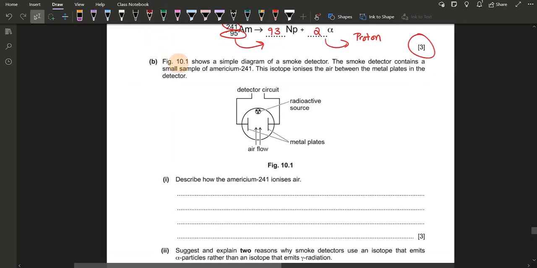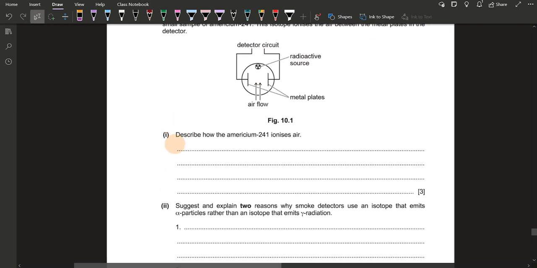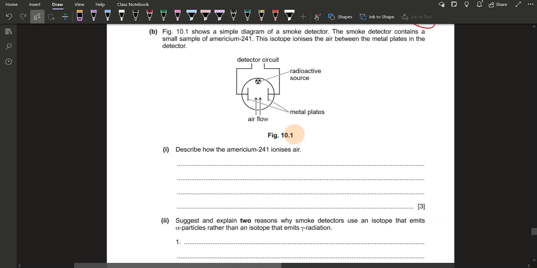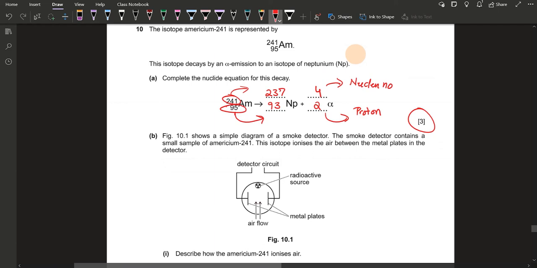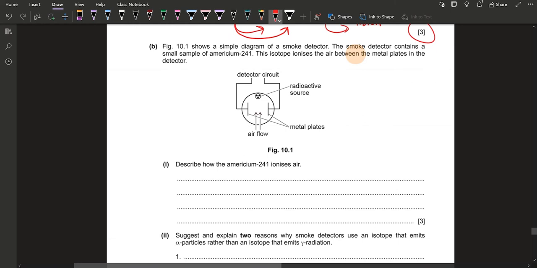Part B says, figure 10.1 shows a simple diagram of a smoke detector. The smoke detector contains a small sample of americium-241. This isotope ionizes the air between the metal plates in the detector. So part 1 says, describe how americium-241 ionizes air. So we can see here that the americium decays and then releases an alpha particle. What happens is that this decay will release an alpha particle, and that alpha particle will go and collide with an air molecule.